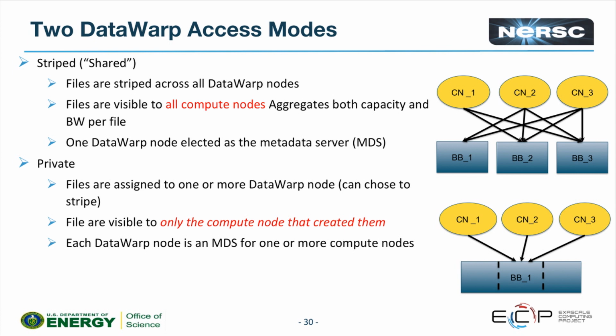I should say I just don't understand the private access mode. It's not hard to explain. From my understanding, when you create data space, each compute node will own its own DataWarp space. So the DataWarp space is not striped across all the nodes. In theory, the performance is better than the striped shared mode.